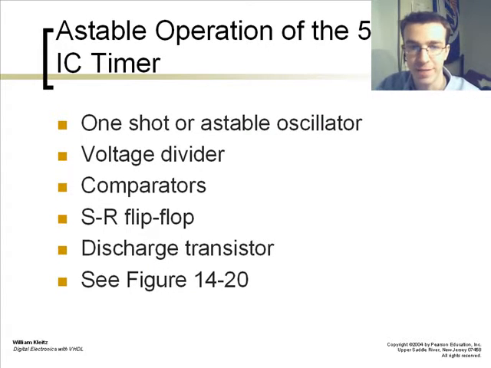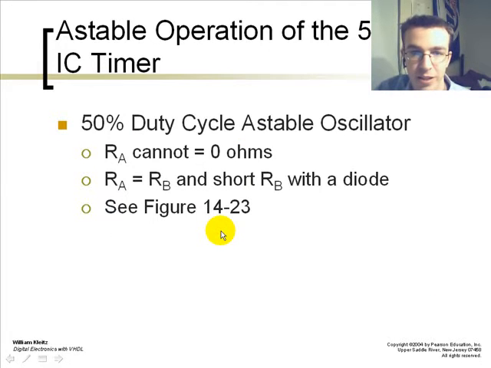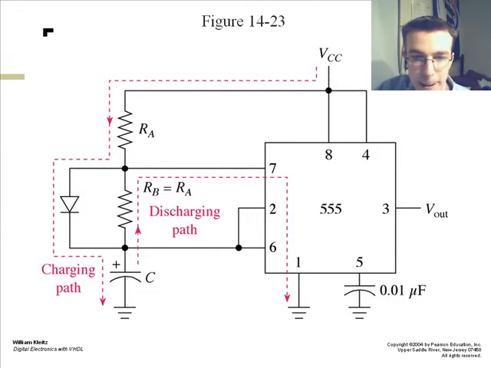Astable operation of the 555 timer. It's a one-shot or astable oscillator. It can be used as a voltage divider or comparator, an SR flip-flop, and it discharges transistors. This is an example of a simple 555. You have your charging path and your discharging path. Again, this creates your oscillation with your 50% duty cycle astable oscillator.